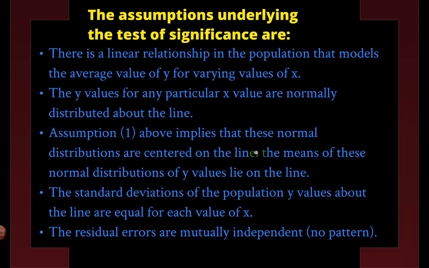Again, you don't know what a normal distribution is because we haven't gotten to it in the chapter. That's in chapters 6 and 7. But basically, it's a bell curve, and the means of those things lie on the best fit line. The standard deviations are equal, so we don't have vast, big spreads going along.